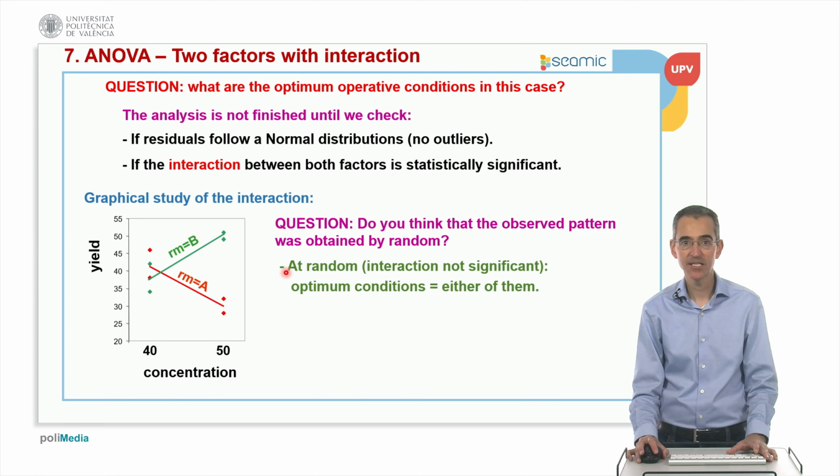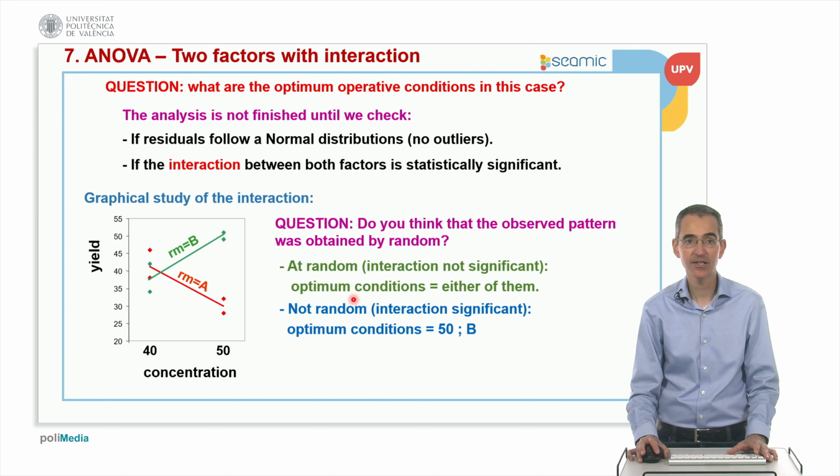So if we say that this pattern was obtained at random, which means that there is no interaction, or this interaction is not statistically significant, it means that the optimum conditions could be either one. It doesn't matter to choose 40 or 50 or to choose A or B. But if we think that this pattern is not obtained by random, it means that the interaction is going to be statistically significant. And actually here we can see that the lines are not parallel. They are clearly not parallel. So yes, it seems that we're going to obtain a significant interaction, as I'm going to explain next.